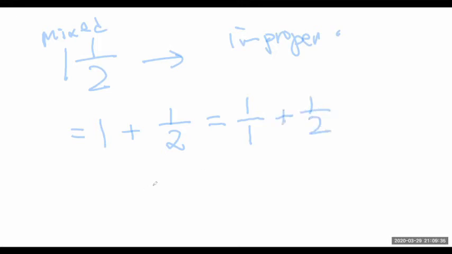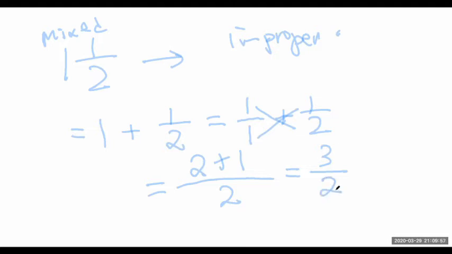Remember how we do the fraction? 1 times 2 is 2, plus 1 times 1 is 1, so that's 3. Over 2. So 1 1/2 is 3/2. Good? Okay, I'm going to do another one.